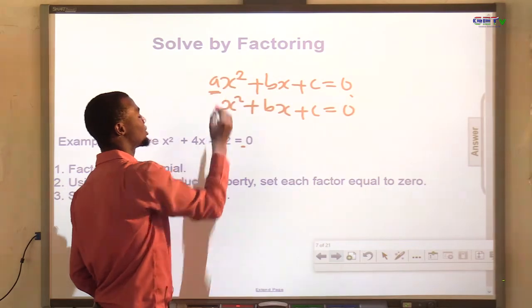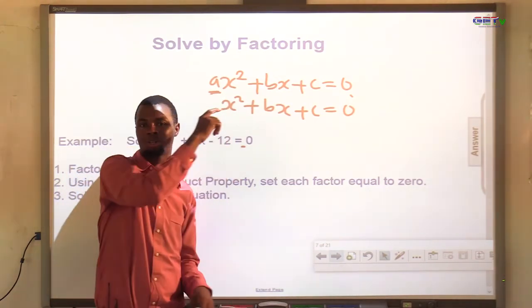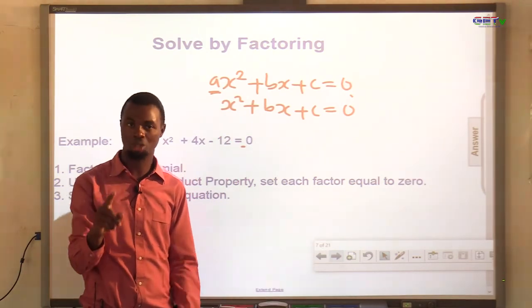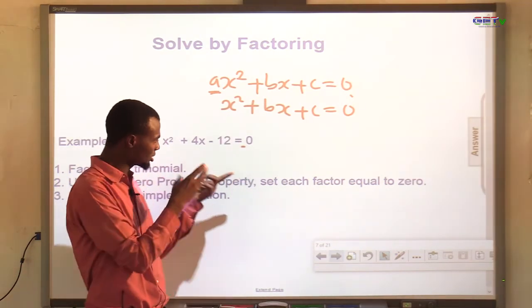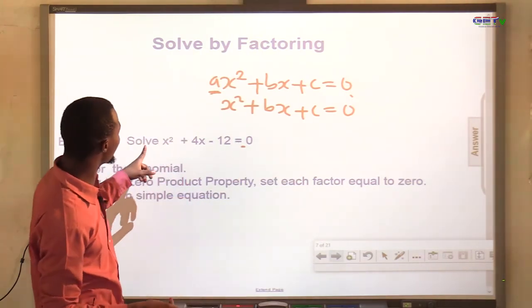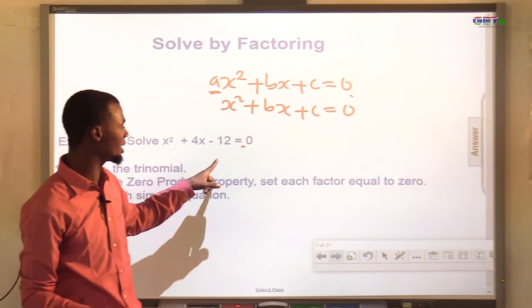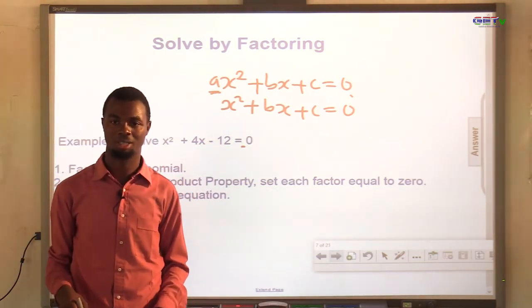This one here, a is not equal to 0. In this one here, a is equal to 1. So the coefficient of the square term here is 1. So we are just giving you a little difference so that it will be very easy for you. Now, we have x squared plus 4x minus 12 is equal to 0.